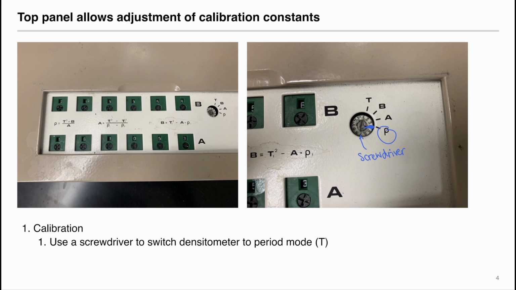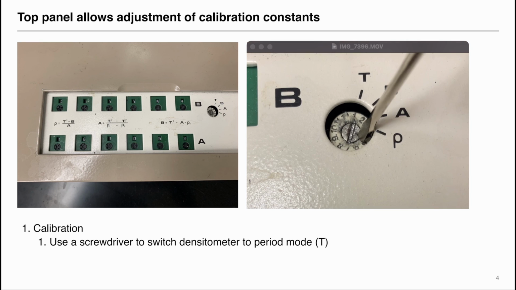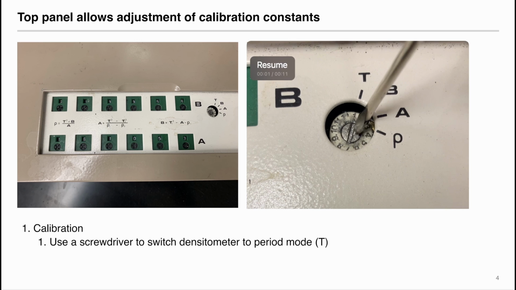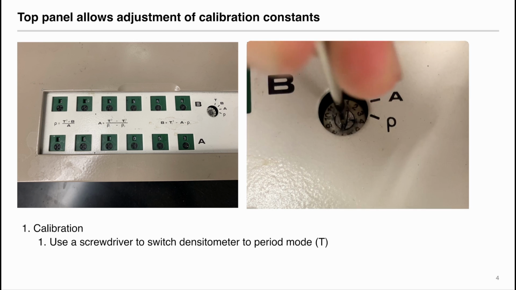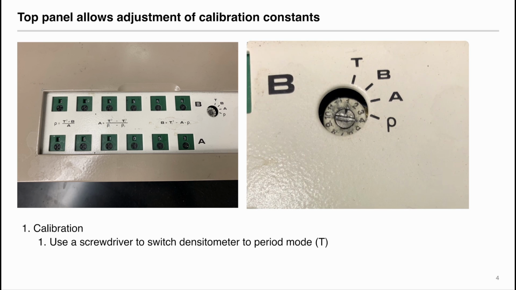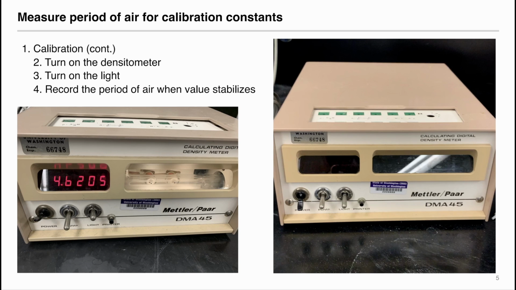So currently it is in the density mode. We want to use a screwdriver to switch the densitometer to the period mode T. We want to change the line from rho to T. Now we're in the period mode.